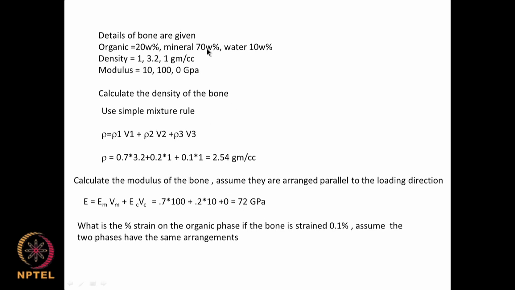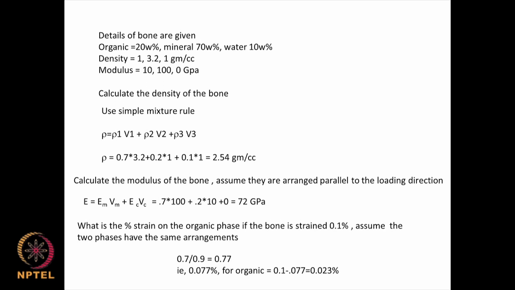So mineral of course contributes the maximum, because it is 78%. Organic and water of course do not contribute any number towards the modulus. Now, what is the percentage strain on the organic phase if the bone is strained 0.1%?